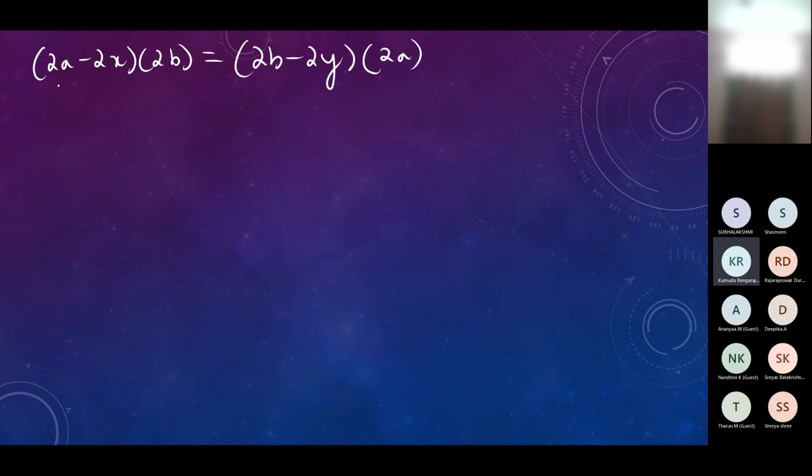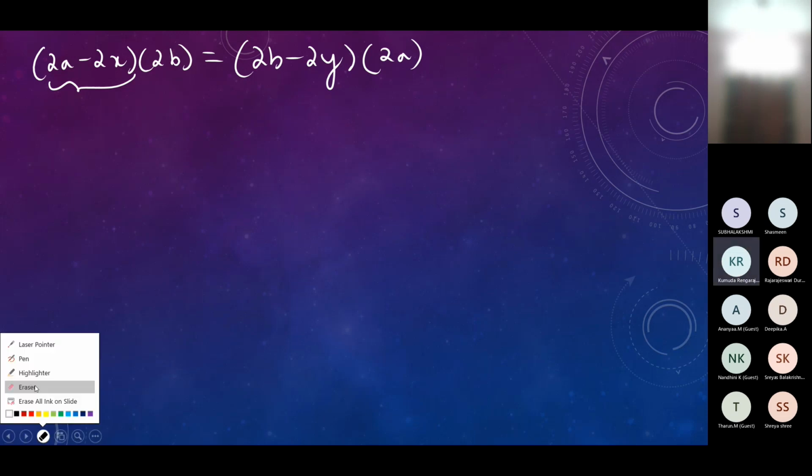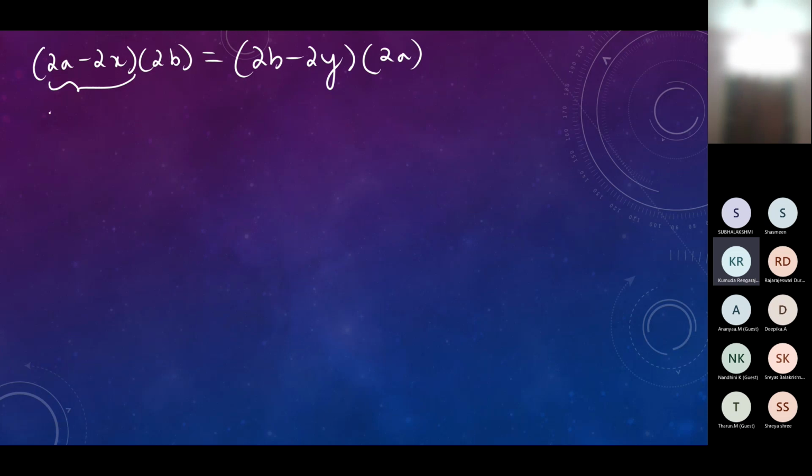Now take out 2 common, children, in the first. So we'll get 2 into A minus X into 2B is equal to 2 is common. See, you don't have to take out common. You can straight away multiply also. You can straight away multiply 2B into 2A, 2B into 2X, 2A into 2B, 2A into 2Y. That's your choice. So 2B into 2A, 4AB minus 4BX is equal to 4AB minus 4AY.